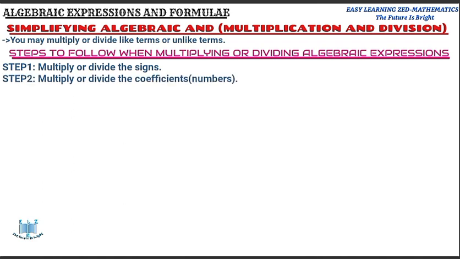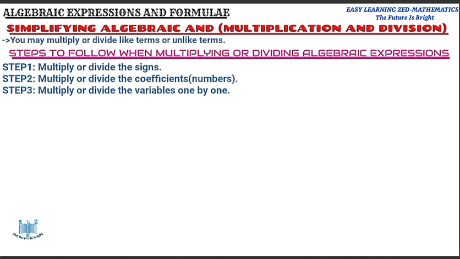The second step you need to follow is to multiply or divide the coefficients. That means numbers. After multiplying the signs, you now multiply the coefficients, which are numbers. Once you have multiplied and gotten the product, the next thing you do is multiply or divide the variables one by one. So first, you multiply the signs. Second, you multiply the coefficients, which are numbers. The third step is you multiply or divide the variables one by one.